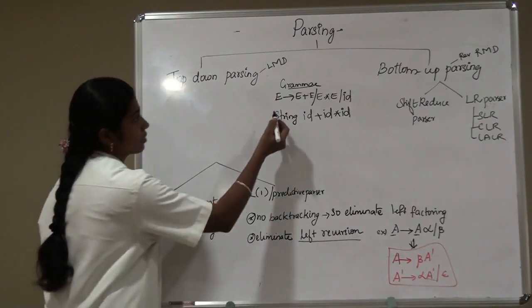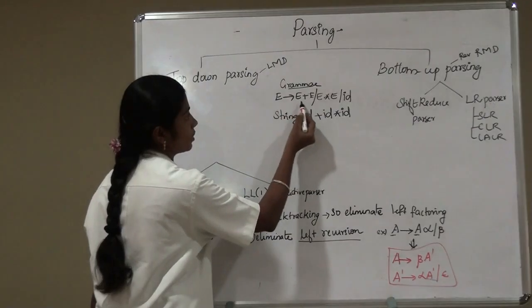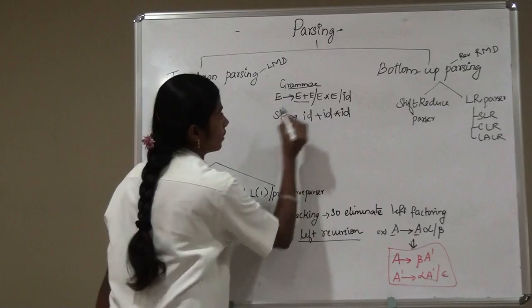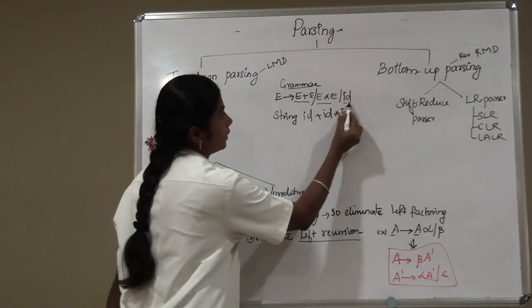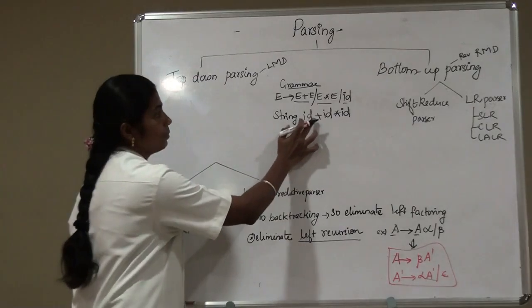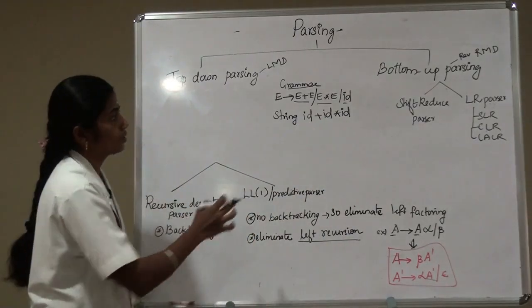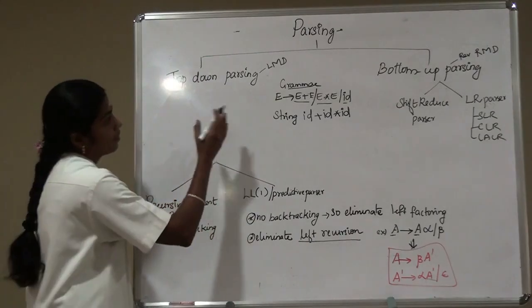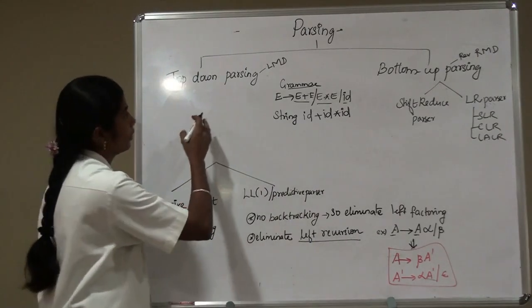For example, consider this grammar: E derives E plus E, E star E, ID. These are the alternatives. One alternative is E plus E, the other is E star E, and the next one is ID. Suppose you have a string ID plus ID star ID. The question is, you have to derive the string from this grammar. I can derive it in both methods and explain what they are.